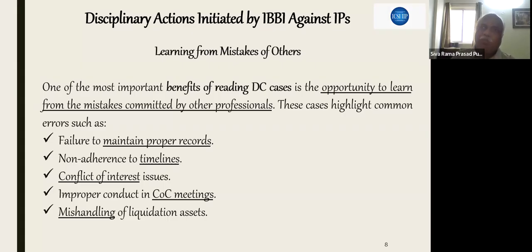He is out from that particular premises. So, mishandling of the liquidation of assets. And if some other company's liquidators sell it as per their wish, in that case, what is the purpose of value maximization?